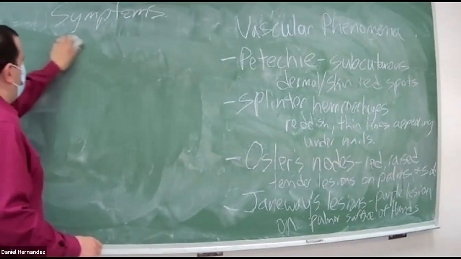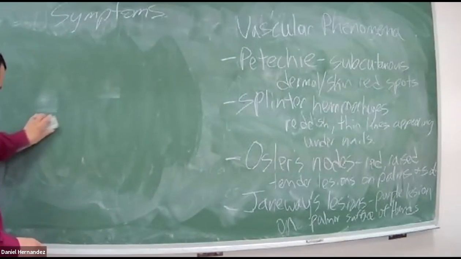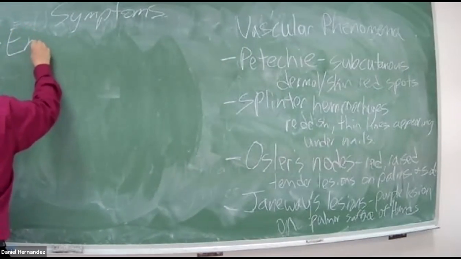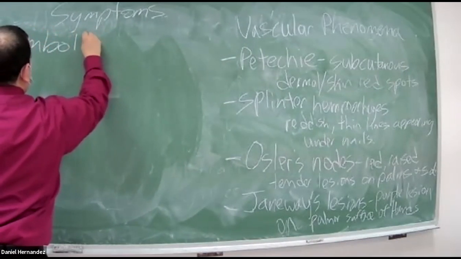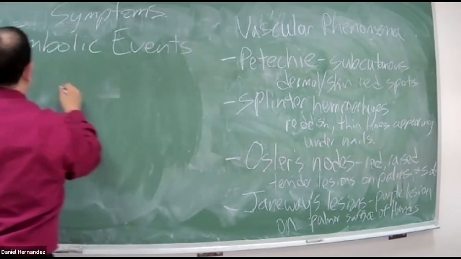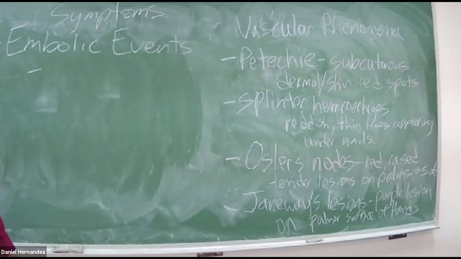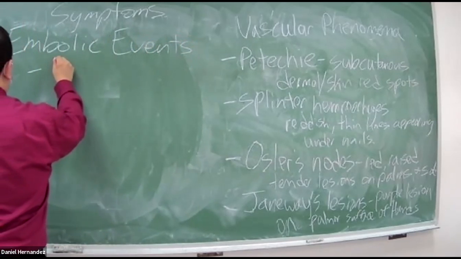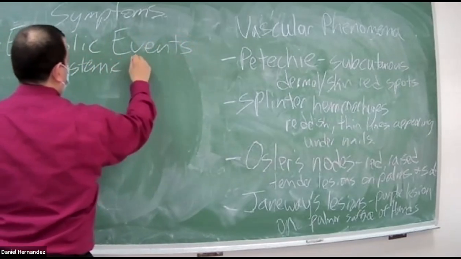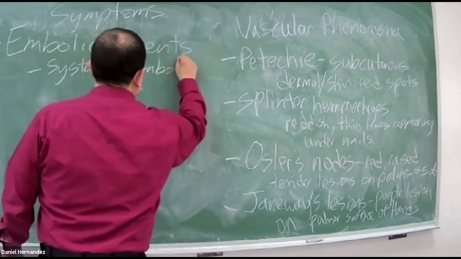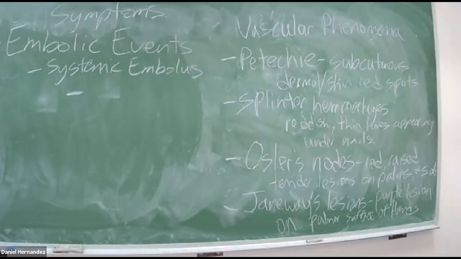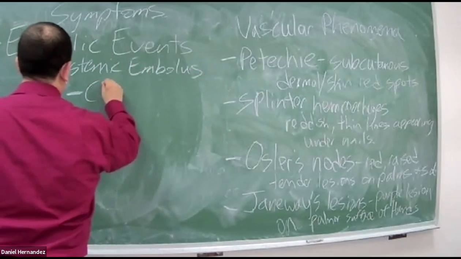With any vegetation, we also run the risk of embolic events. These can be both systemic or pulmonary. So you can have a systemic embolus. Where is it going to go? We're talking the left side of the heart. So that could be a CVA, stroke.